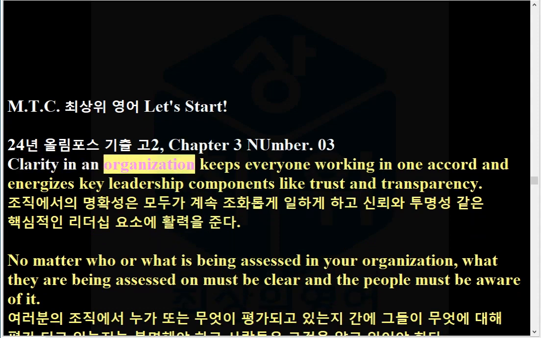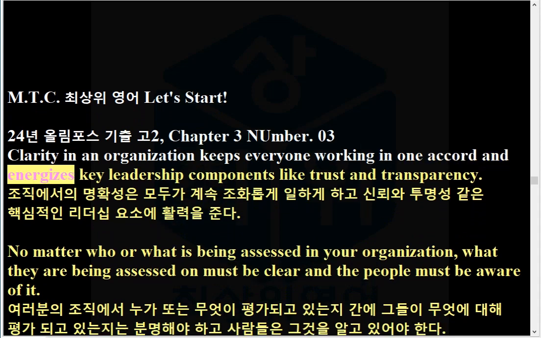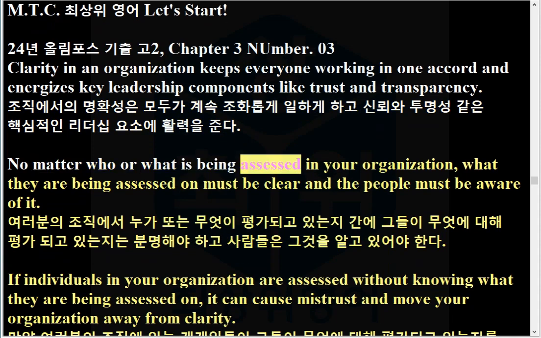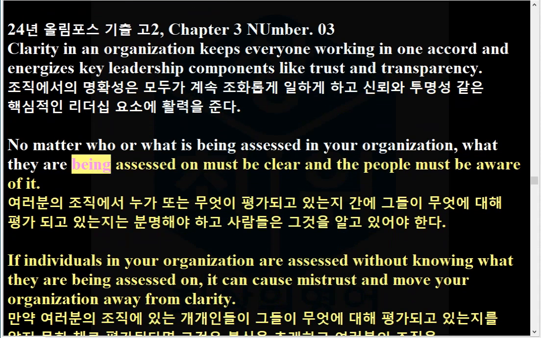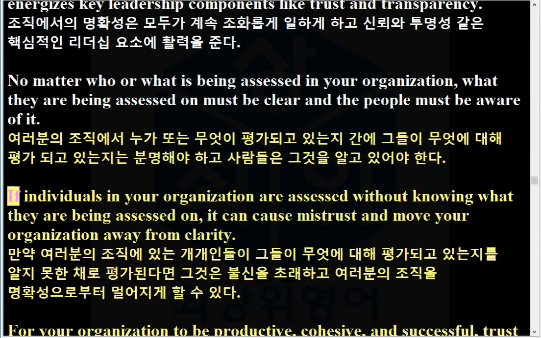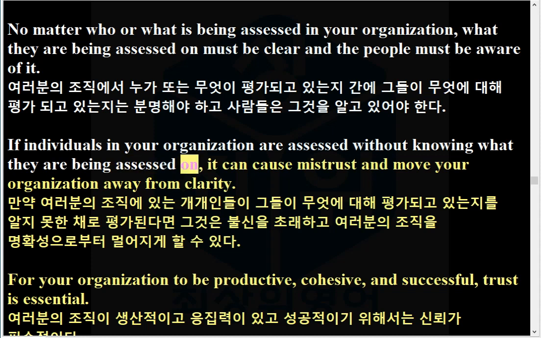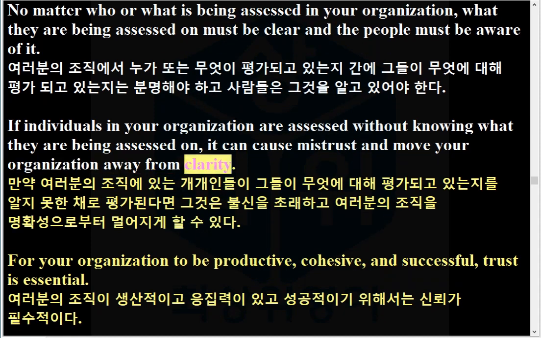Clarity in an organization keeps everyone working in one accord and energizes key leadership components like trust and transparency. No matter who or what is being assessed in your organization, what they are being assessed on must be clear and the people must be aware of it. If individuals in your organization are assessed without knowing what they are being assessed on, it can cause mistrust and move your organization away from clarity.